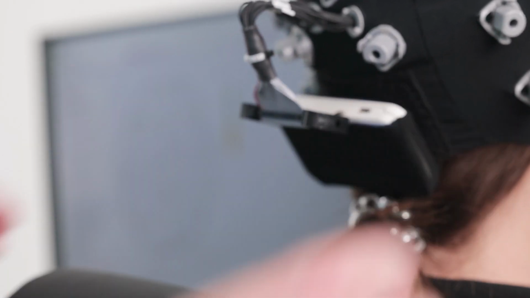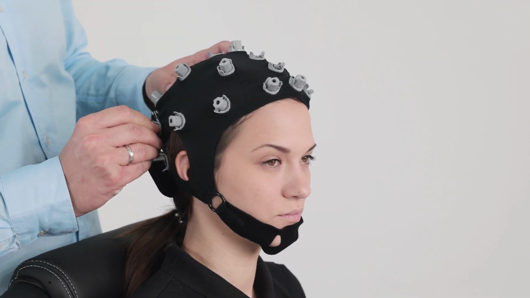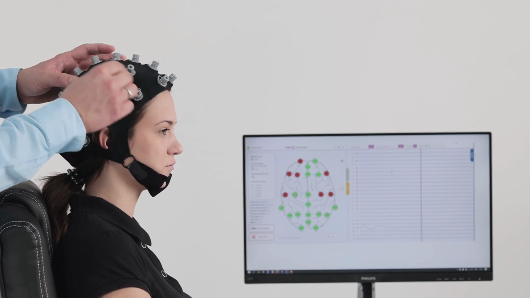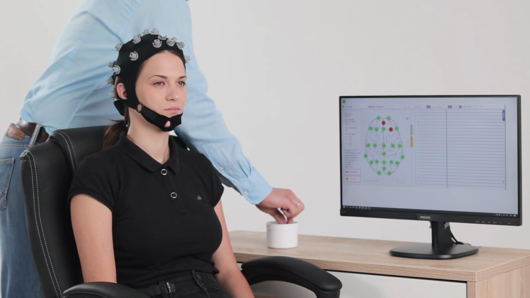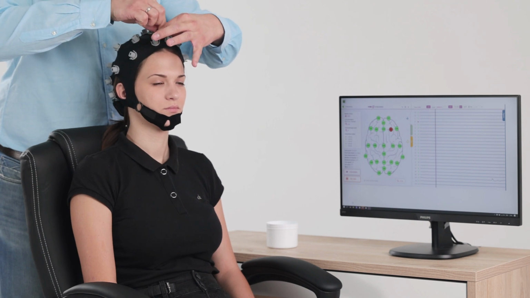To adjust the impedance values, you can apply slight pressure, or move or shake the electrode base with your hands to ensure that the sponge is in good contact with the scalp. If the impedance value is high on some of the electrodes, you can remove the sponge, re-wet it, and place it back in the electrode holder.